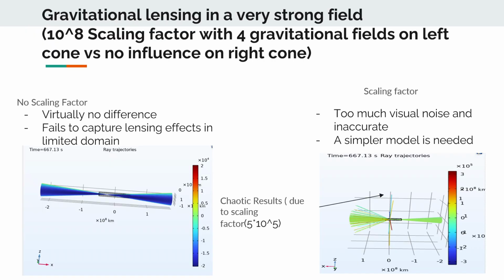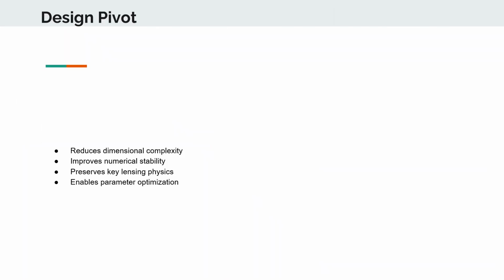Without scaling, lensing effects were too small to observe in a limited domain. With aggressive scaling, the system became chaotic and physically unrealistic. This showed that a simply controlled model was necessary to balance visibility and stability. So at that point, I made a key design decision to reduce the system to 2D. This sacrifices some physical realism but significantly improves stability, and more importantly, it makes the system usable for optimization.